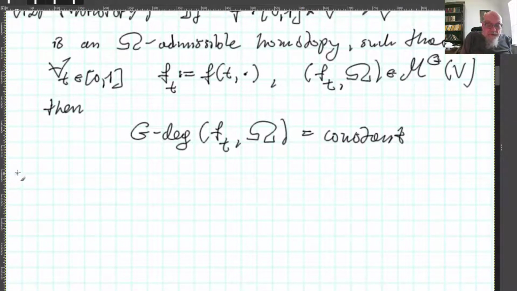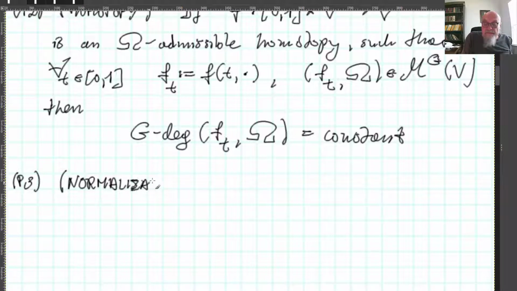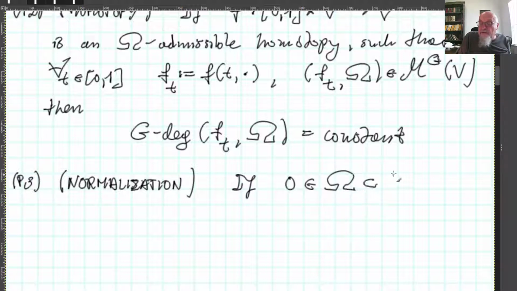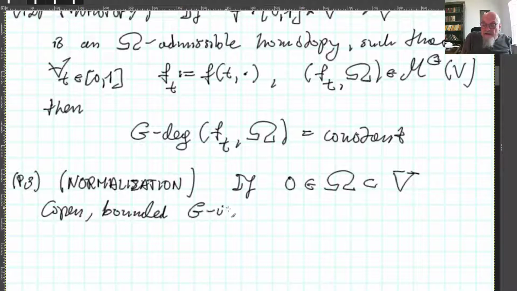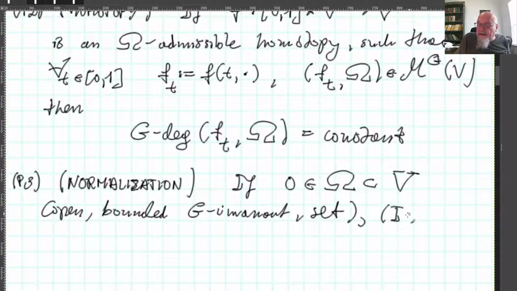Then we have property P3, and it corresponds to the Brouwer degree normalization, so we will call it also normalization. And here, if 0 belongs to omega, which is contained in V, so this is an open bounded G-invariant set, so in other words, you can say that the identity operator, omega, belongs to M.